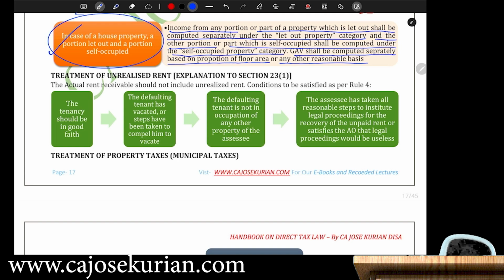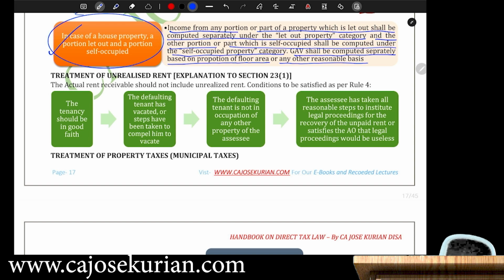Starting with the first one, what is the first condition? The tenancy should be in good faith. It should be a good faith, normal commercial agreement. That means you are expecting some rent. It shouldn't be to deceive the income tax department at all. You have to make a good faith agreement.